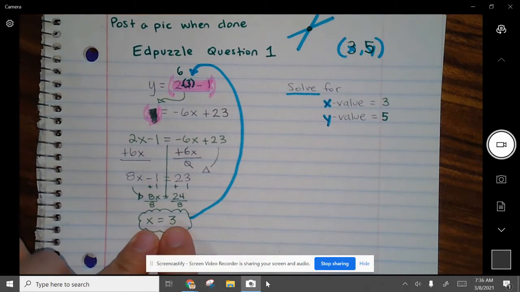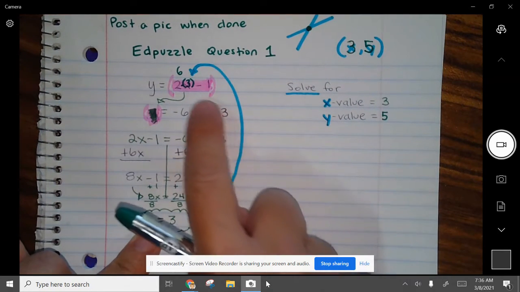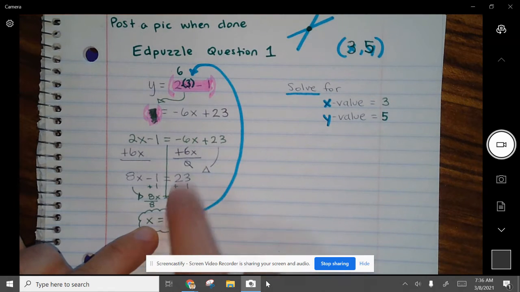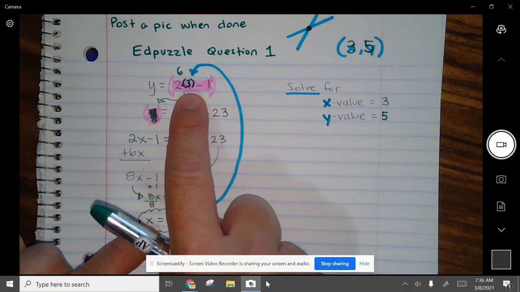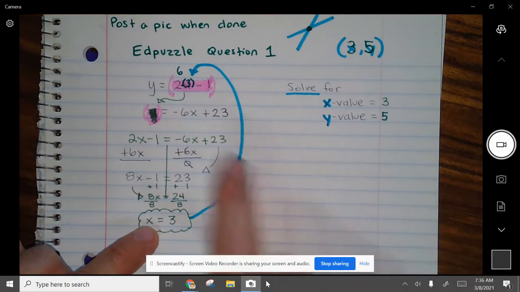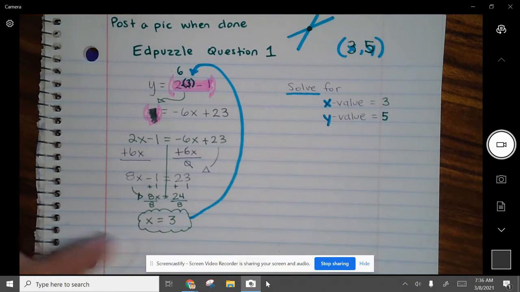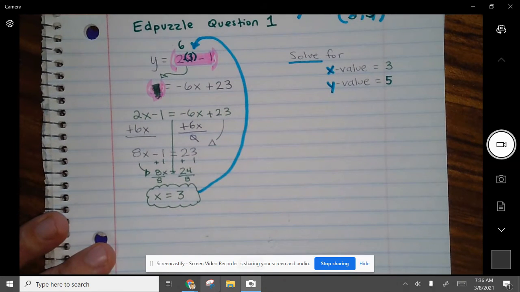Just remember, you find your x, you just plug it back in to the beginning, okay? You could have plugged x in here too and got the same answer, but it's easier. This top one is a little easier. All right, we're going to do a couple more of these and some homework, so don't worry. All right, let's go ahead and keep going.